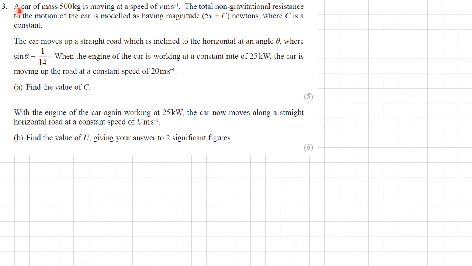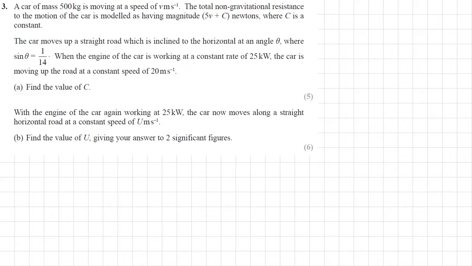Question 3. A car of mass 500 kg is moving at a speed v meters per second. The total non-gravitational resistance to the motion of the car is modelled as having magnitude 5v plus c newtons, where c is a constant. The car moves up a straight road which is inclined to the horizontal at an angle theta, where sine theta is equal to 1 over 14. When the engine of the car is working at a constant rate of 25 kilowatts, the car is moving up the road at a constant speed of 20 meters per second. Part A, we need to find a value of c.